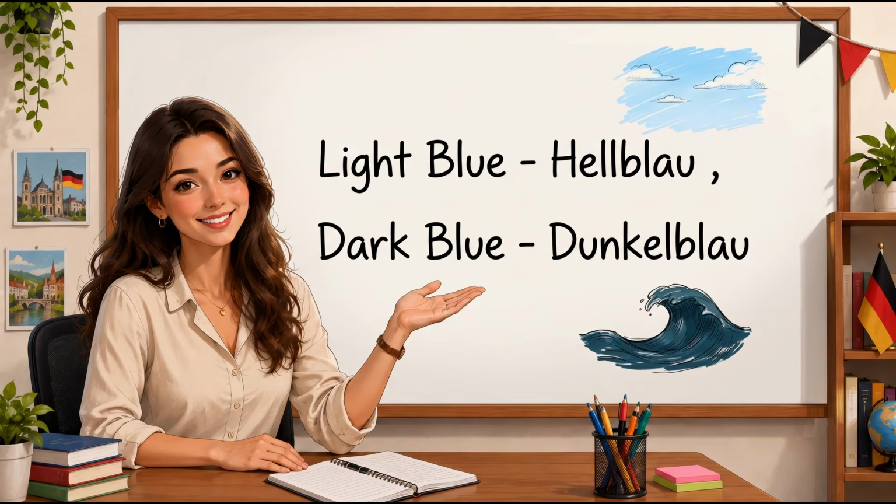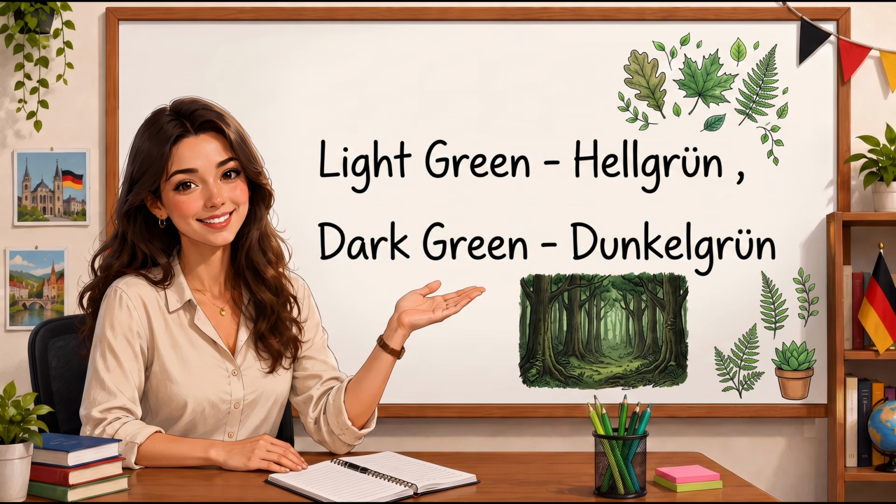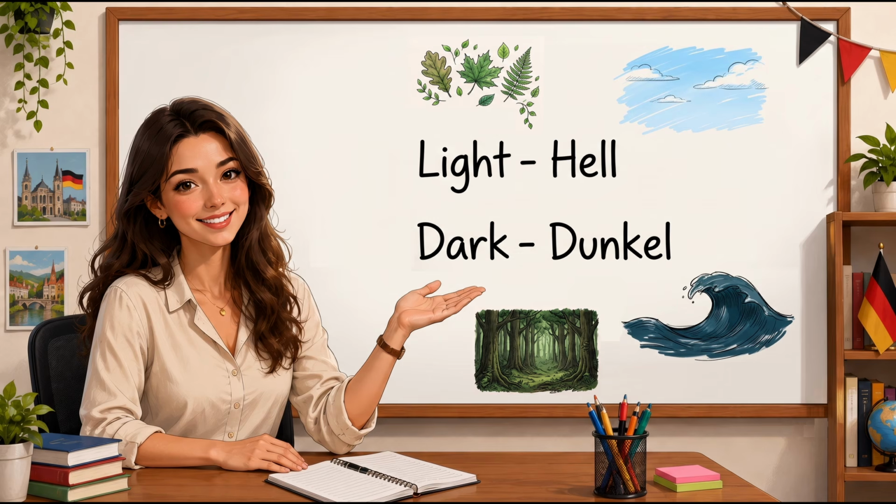Now, let's learn some different shades of the colors. Hellblau. Say it again. Hellblau. And Dunkelblau. Repeat with me. Dunkelblau. Next is Hellgrün. Again. Hellgrün. And Dunkelgrün. Repeat. Dunkelgrün.